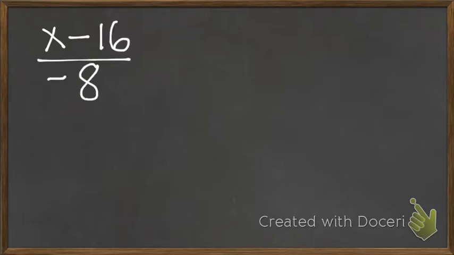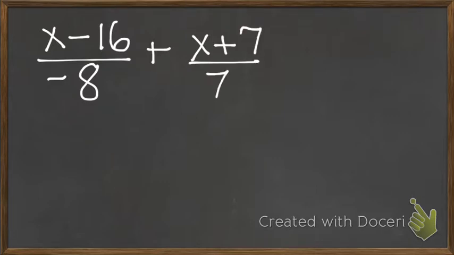Okay, example number 2. What do we do if there are fractions in the problem? We have x minus 16 over negative 8 plus x plus 7 over 7, and it's equal to x plus 5.